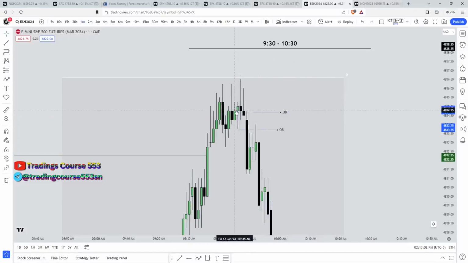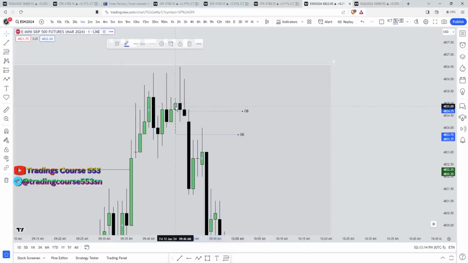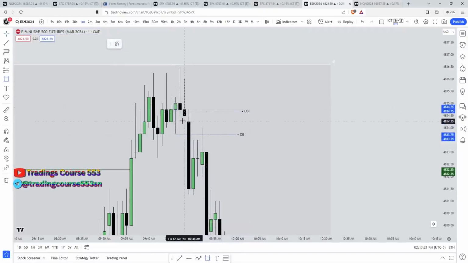So between 9:30 to 10:30, you can see this is at 9:46. Price closes beneath that order block. Now, why am I not using both? Because this created the change in the state of delivery. So we have two up close candles, but this one up close candle was the lowest one. Price closed beneath that with a fair value gap.